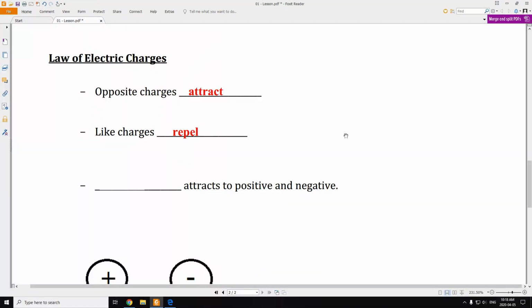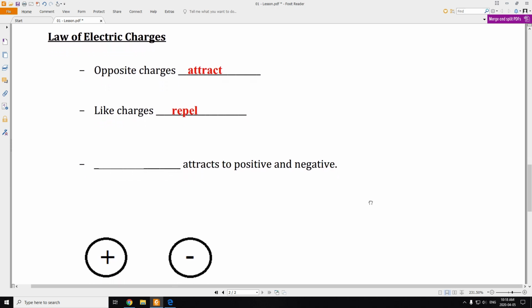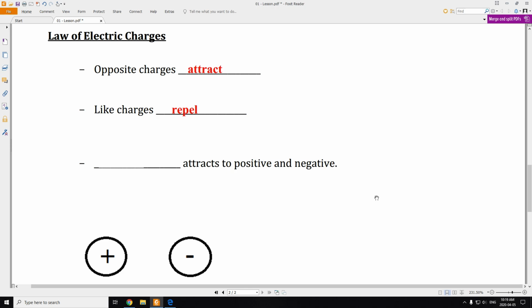So like charges, if you have the same charges, they'll repel. If you have two negatives, they'll push each other away. If you have two positives, they'll push each other away. Now, a neutral object will attract to either one. Not as strongly, but it will attract. So if you have a neutral and a positive, it'll attract, or a neutral and a negative, it'll attract. So really, the easiest way to think of this is that if you have the same charge, they're going to push each other away, but any other scenario, as long as they're different, they will attract together.